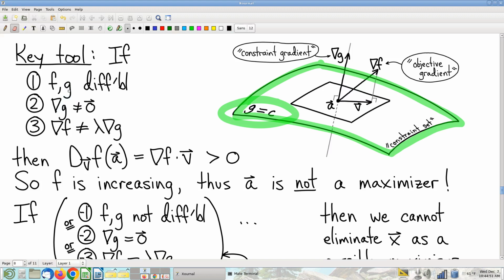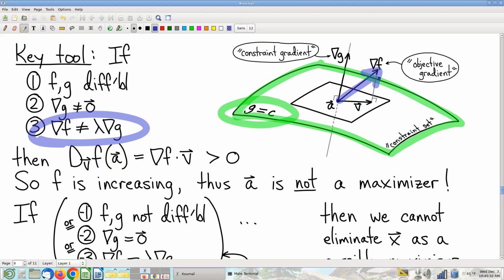Alrighty. So, for regularity reasons, we need both of those functions to be differentiable. You'll see why in a moment. I'm going to assume, again, you'll see why in a moment, that the constraint gradient is non-zero. And I'm going to assume for the moment that the objective gradient points in a different direction. Well, I should say it is not a multiple of the constraint gradient. Mostly that means it points in a different direction.